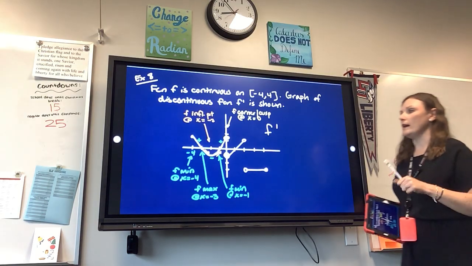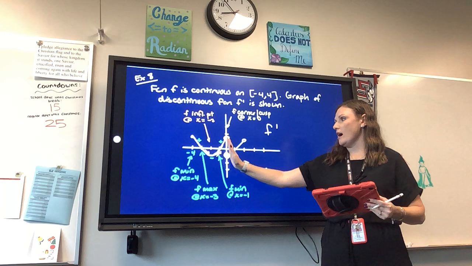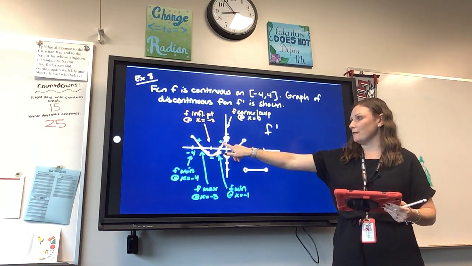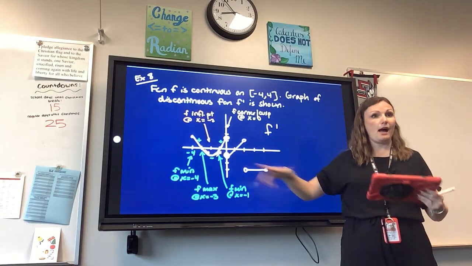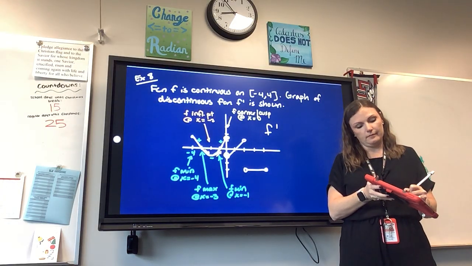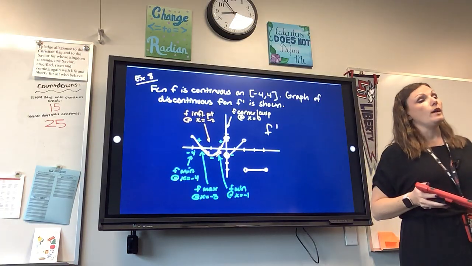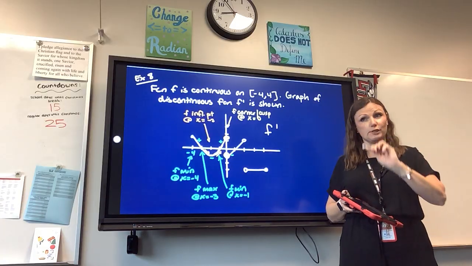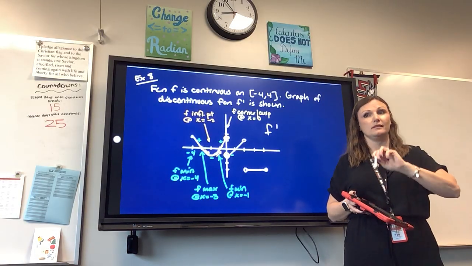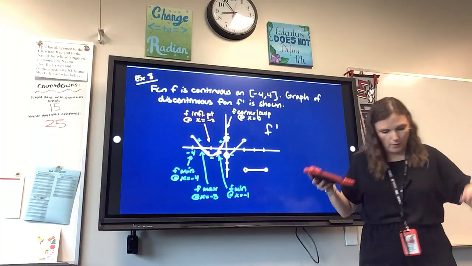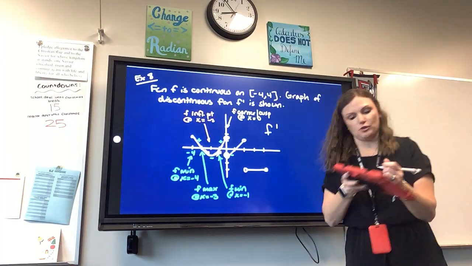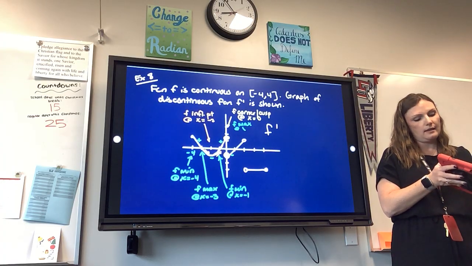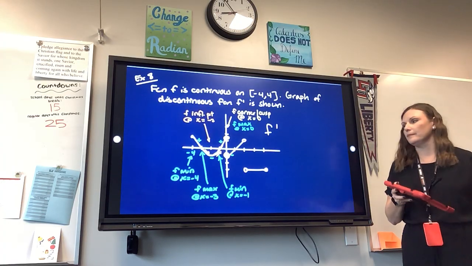Then look at what else has happened here at 0. On the left side of 0, f prime is positive. But on the right side of 0, it's now negative. So if f prime has gone from positive to negative, what is also created at that corner cusp? A max is also created. So f is also going to have a max at x equals 0 because of that.